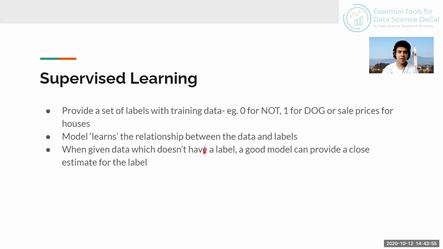The way that a supervised learning model makes its predictions is that when it's given data that doesn't have an explicit label, it can weigh those characteristics according to the set of rules that it comes up with, and it can provide a close estimate for the label if we implement a good model.